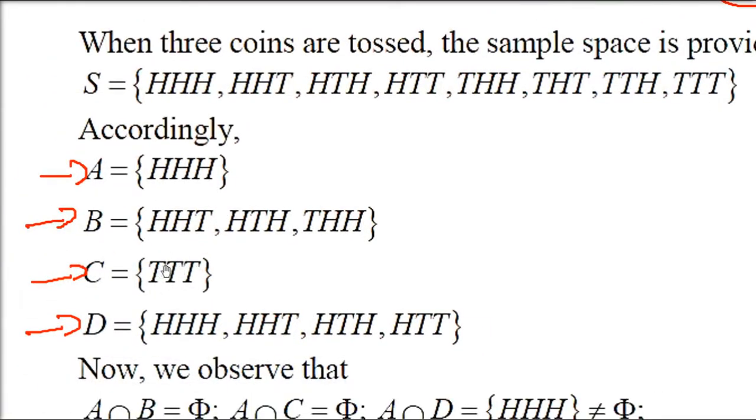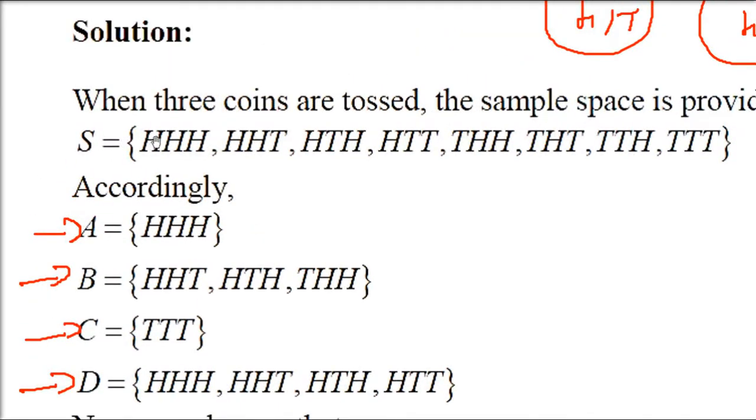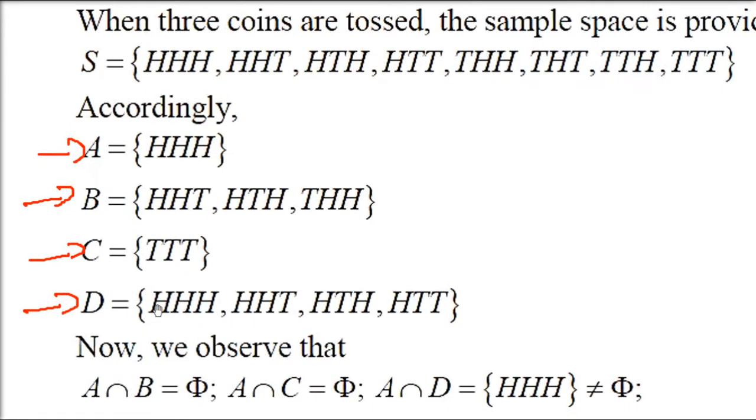D is getting a head on the first coin. So H should come only first. So this one is there, this one is there, this one, and 4 of them. So every time head is coming for the first time. Later part we don't worry about. Only the first we have to see, it has to come head.